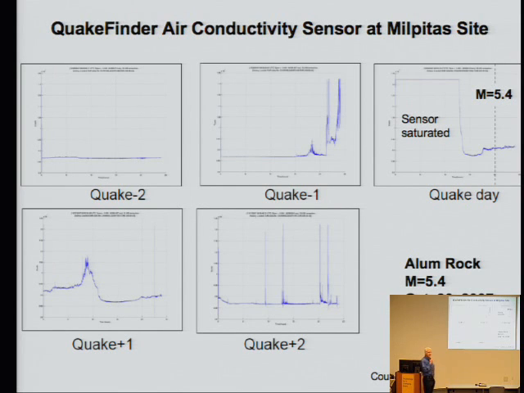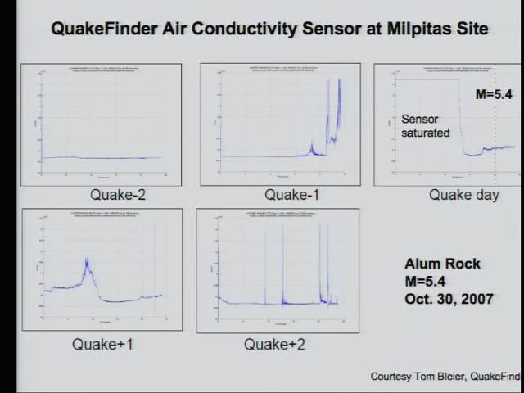And I have to take the blame because I told them how to design the sensor and they did it, but it didn't have enough dynamic range to cover the enormous increase in air ionization that was encountered. Then the air became less ionized a few hours before. This is 24 hours here, and then the earthquake hit. And during the aftershocks, there are little spikes.